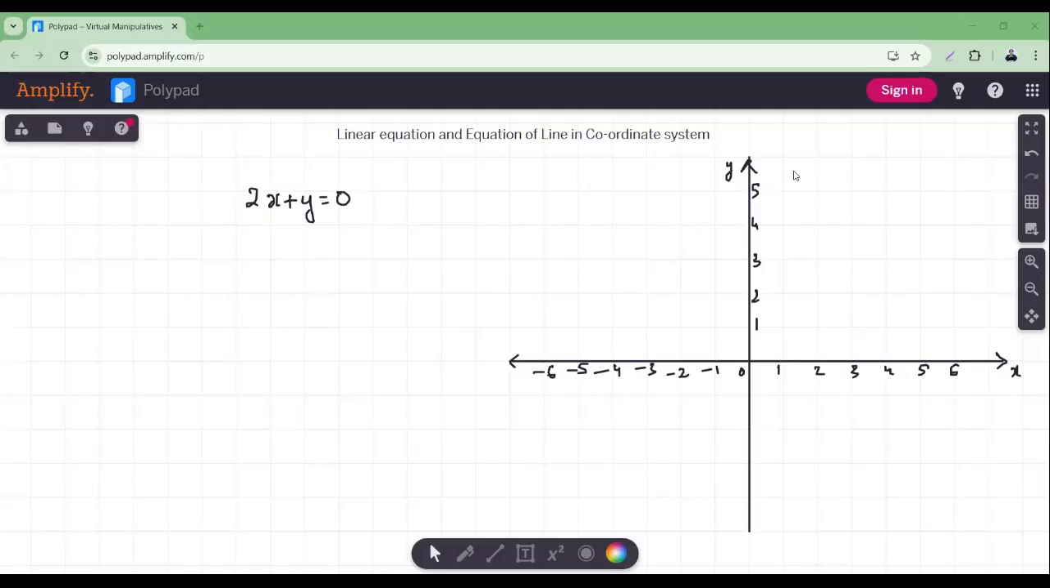Hello, math champions. In this video, we are going to learn an interesting relationship between a linear equation and the equation of a line in the coordinate system. For this, you will have to know what a linear equation is. For that, you'll have to know the basics of algebra. You have to know what linear means. Linear means the variables have the highest power as 1. An equation means you have an equal to sign, right?